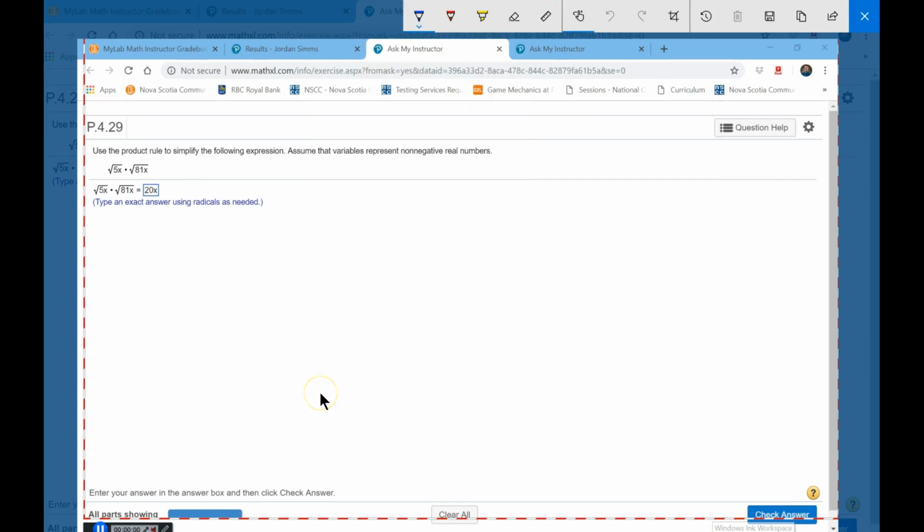So here we're asked to use the product rule to simplify the following expression. We're going to assume that the variables represent non-negative real numbers. So what we're going to do is we're going to look at this.